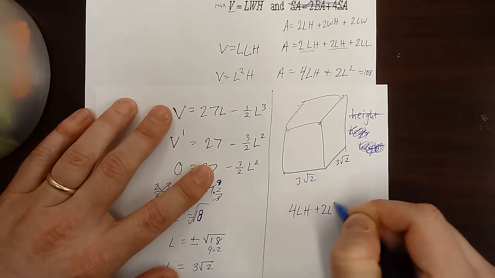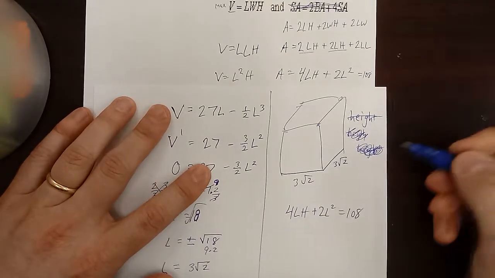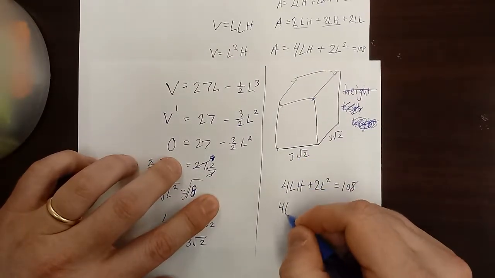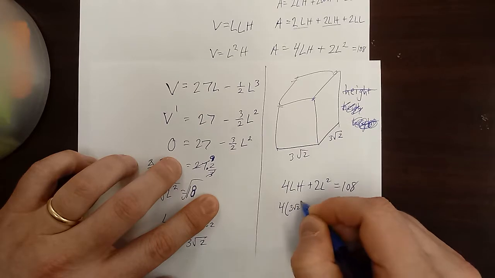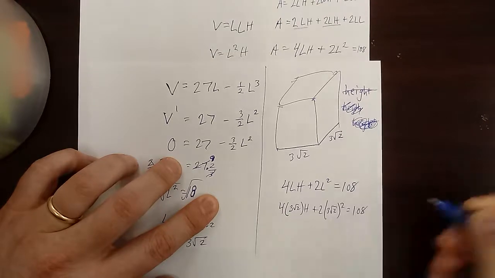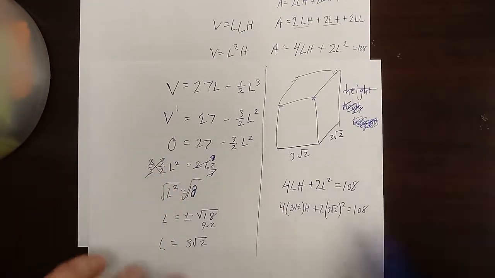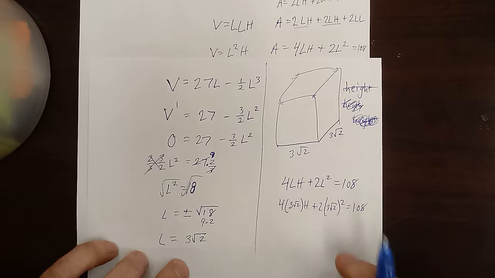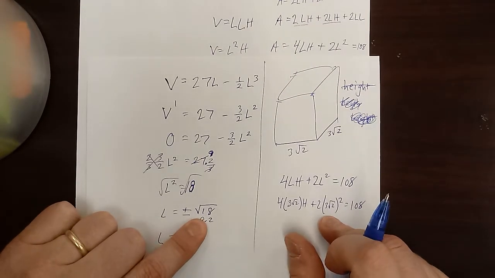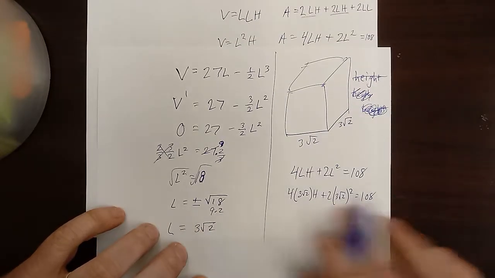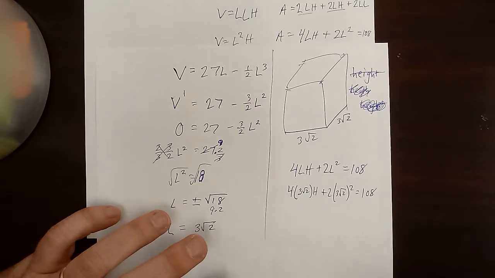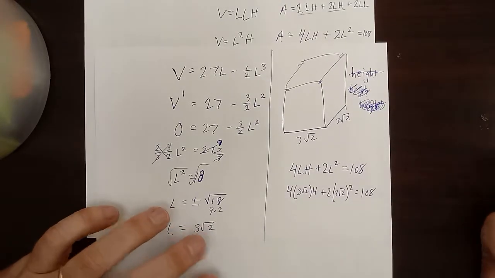So we know 4LH plus 2L squared is equal to 108. And so I can go in and solve that now. I can say, okay, well, that's 3 root 2. So 4 times 3 root 2 times our height plus 2 times 3 root 2 squared is equal to 108. So I've actually kind of hurt myself here a little bit if I forget that 3 root 2 is the square root of 18, because this would be easier to do if I had left it at square root of 18. So this kind of goes along with that thing I've talked about in class sometimes of, oh, I've shown this extra work. Look at all this extra stuff I know. And it didn't wind up helping me. It wound up hurting me.